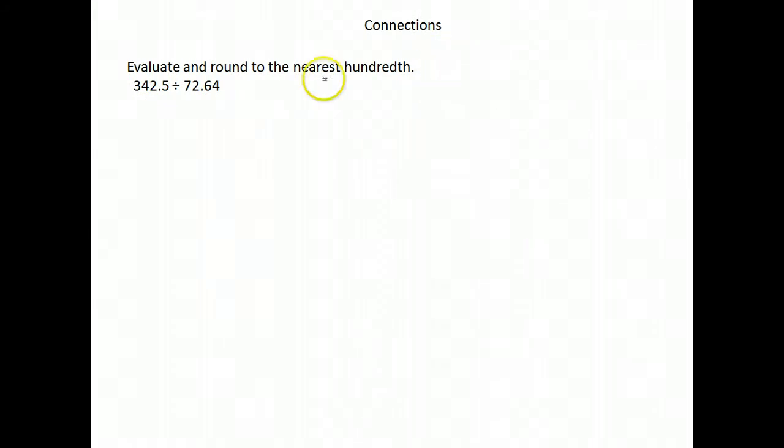Alright, let's take a look at these connection problems. So this one's pretty straightforward. Evaluate and round to the nearest hundredth.